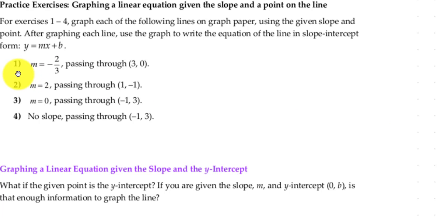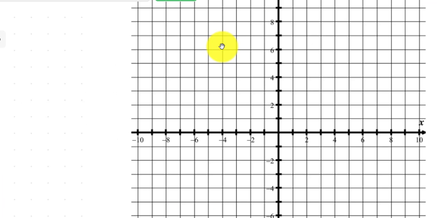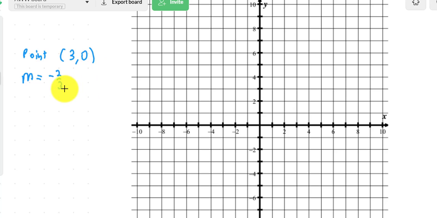So let's try problem number 1. I'm going to open up some graph paper here. Let's see if I can do this. Okay, there we go. And I'll rewrite the problem on the side here. Okay, so we were given the point 3, 0, and the slope was -2/3.